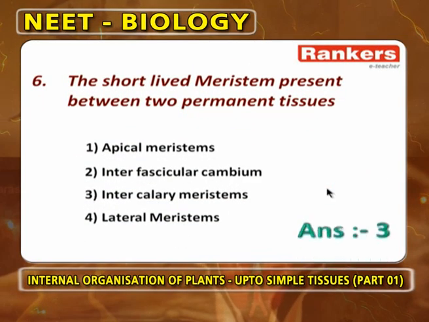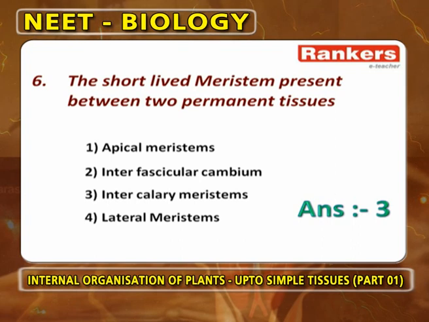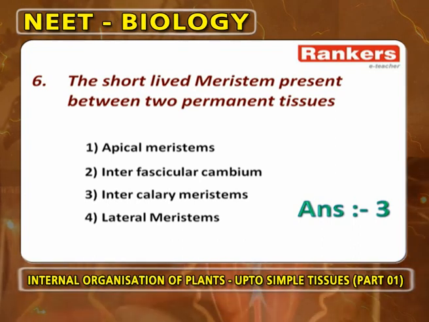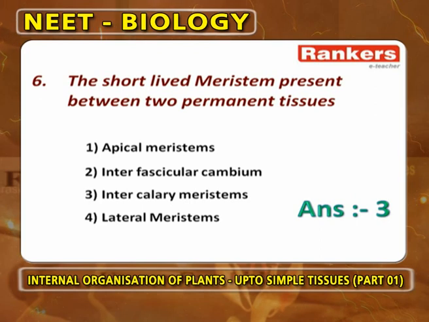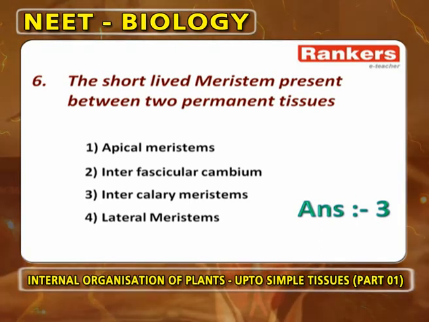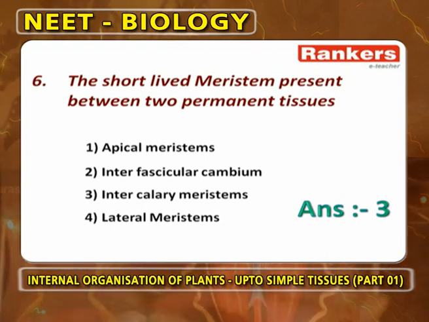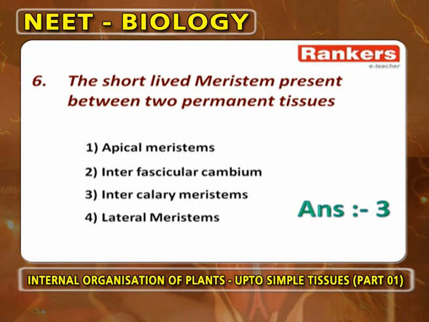The short-lived meristem present in between two permanent tissues means some apical meristems move downwards and settle in between permanent tissues, popularly called intercalary meristems. Intercalary meristem helps in the linear growth of stem and leaves. It is ephemeral and short-living. So, the answer is intercalary meristem, not apical meristem, interfascicular cambium or lateral meristem.